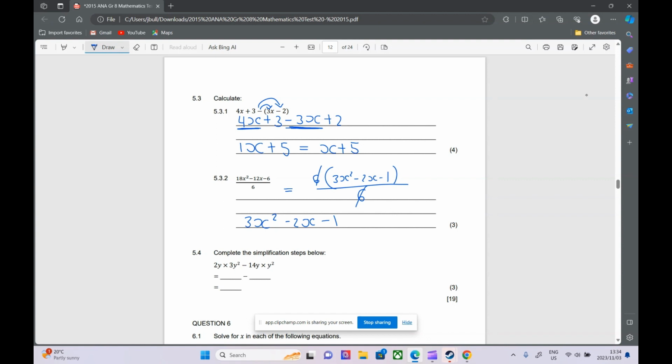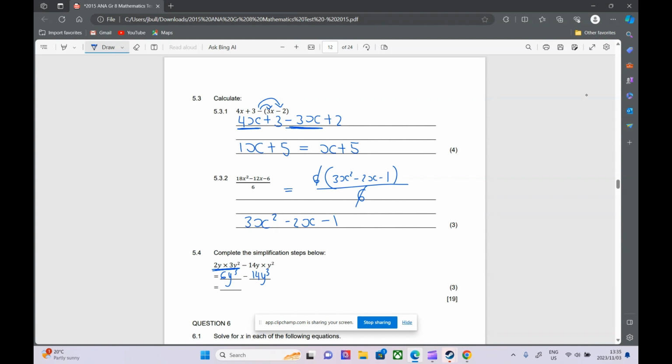5.4, complete the simplification steps below. Okay, so let's see. What they want us to do is when we times things like this, we can make this into one term. So we can group it all together. So 2 times 3 is 6. Y times y squared is y3. And then the same thing here. So 14y times y squared, we're going to have 14y3. And we can see they're kind of helping us along here.